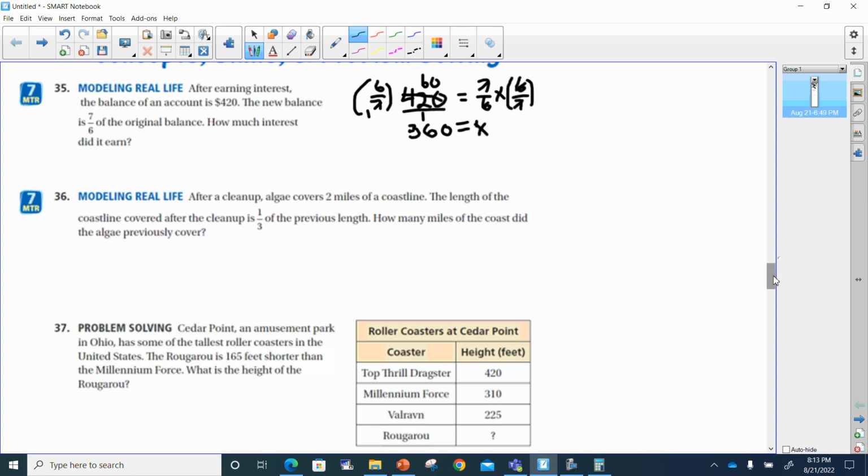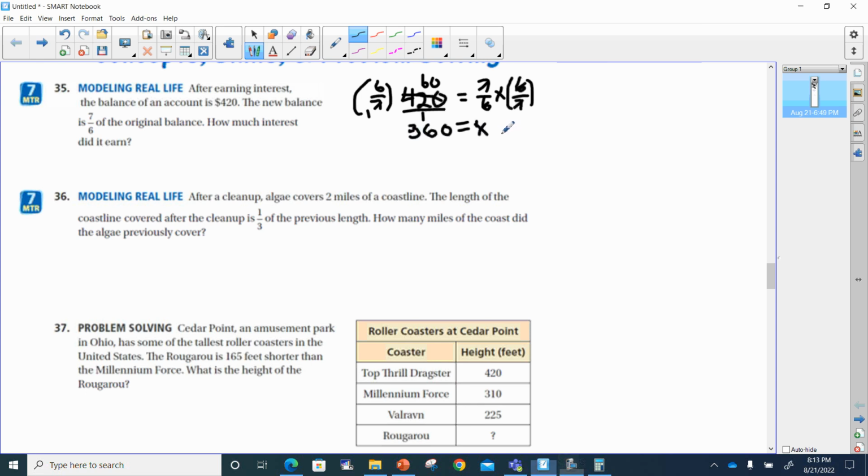All right. How much interest did it earn? Let's see. After earning interest, the new balance in the account was 420. The new balance is 7 over 6 of the original balance. How much interest did it earn? Well, hold on. The new balance is 7 over 6 of the original. I'm starting to think we're going to have to subtract here, because it's saying the new balance is 7 over 6 of the original balance. This is the original balance then.